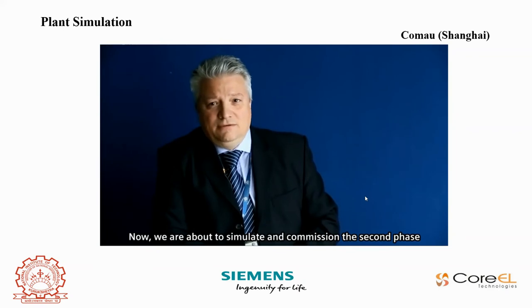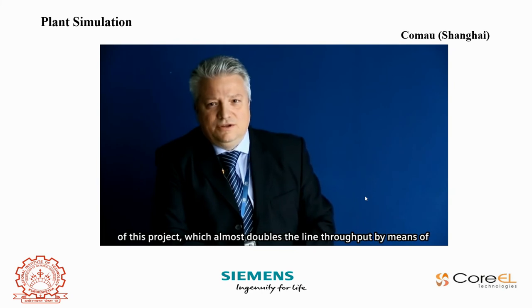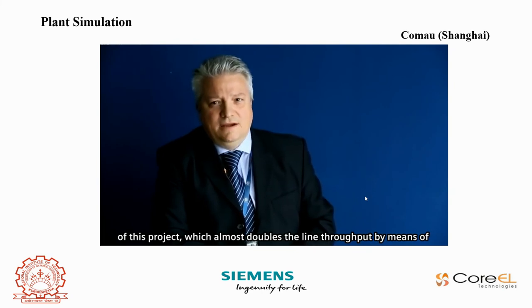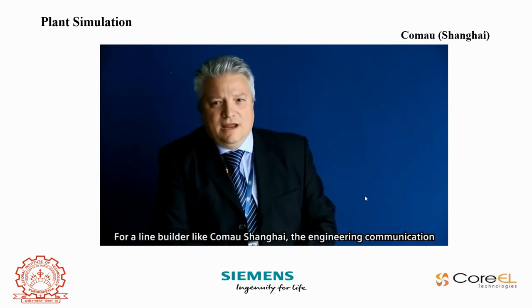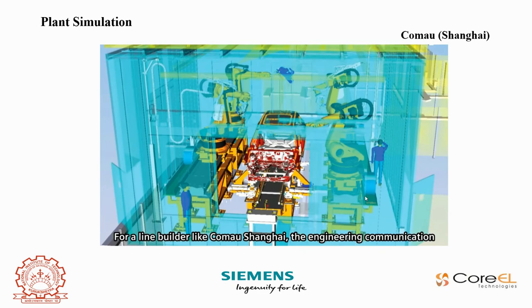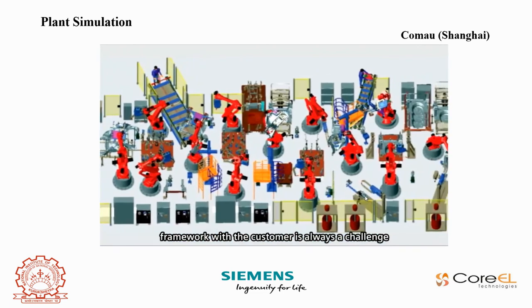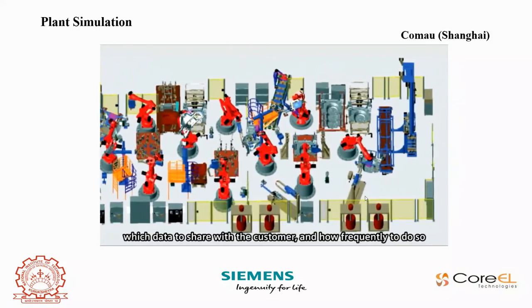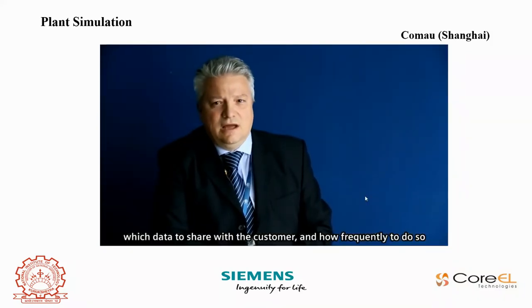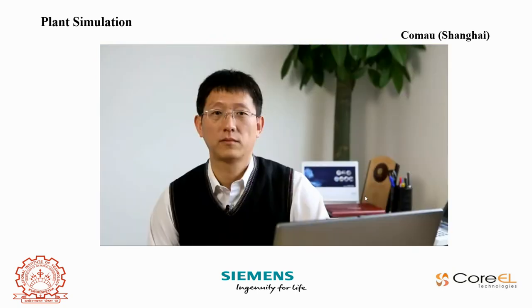Now we are about to simulate and commission the second phase of this project, which almost doubles the line throughput by means of cycle time reduction and the multiplication of the robotic stations. For a line builder like Comau Shanghai, the engineering communication framework with the customer is always a challenge: what form of communication to use, which data to share with the customer, and how frequently to do so.